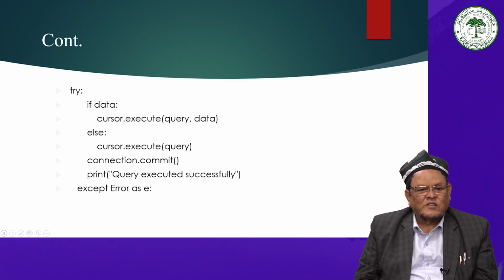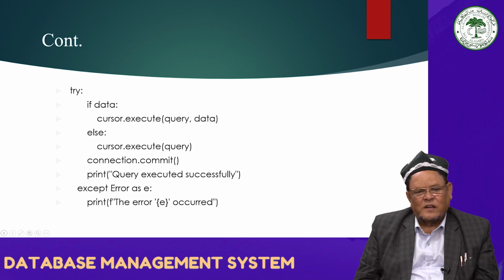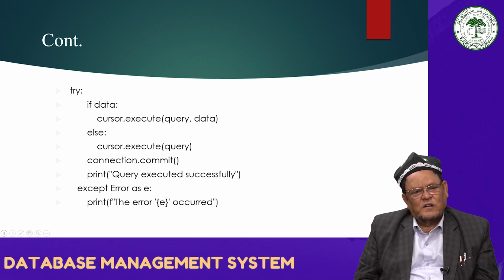Otherwise, except Error as e. It will catch the error. Then print f within double quote you have to write error, within curly bracket you have to write e. It means the error will display here and occurred. In this way, the query will be executed.